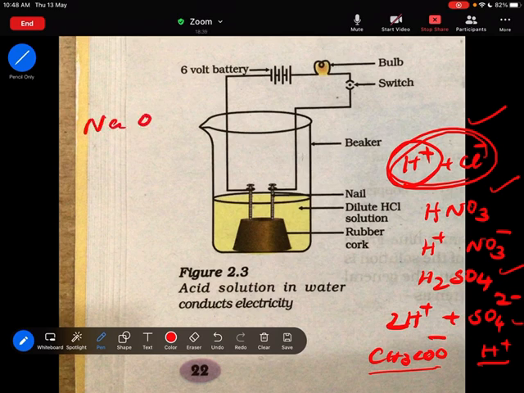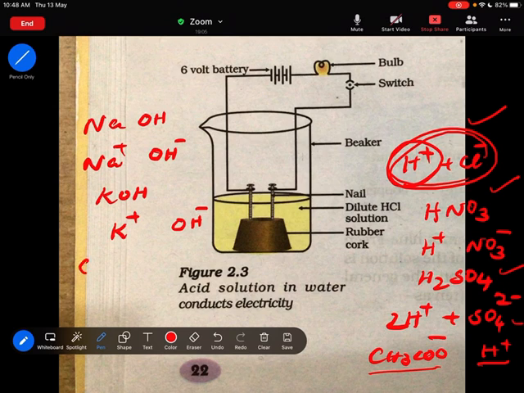NaOH, in aqueous solution, can produce free Na plus and OH minus ions. These Na plus and OH minus ions can carry current and the circuit will be completed. KOH when dissolved in water, K plus and OH minus will be separated. They are free to carry current. Or calcium hydroxide when dissolved in water, you can get Ca2 plus and twice OH minus. So they can carry current.